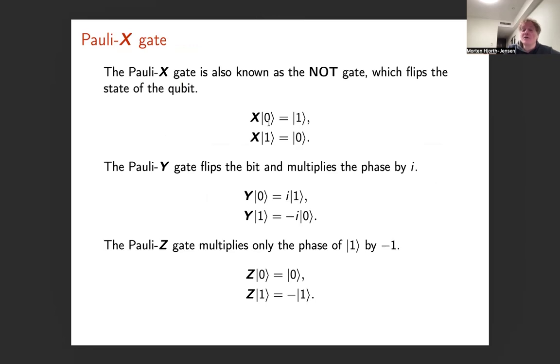And then we know that this Pauli X gate, or the Pauli X matrix, which is known as the NOT gate, flips the state. The same happens with the Pauli Y gate, that also flips the bit and multiplies the phase by the imaginary number i. And the Pauli Z gate multiplies only the phase of the qubit 1 state by a factor of -1. And these are the states which we use as computational basis states.